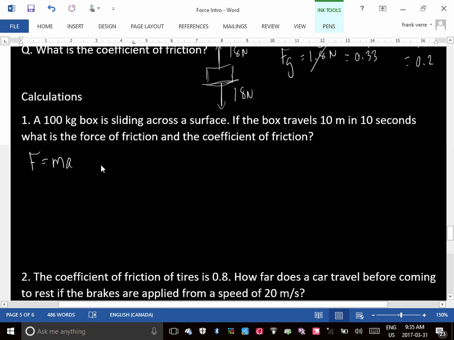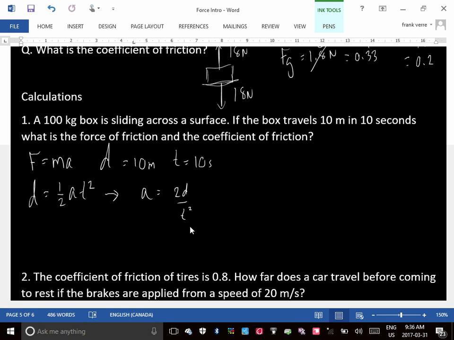Can we get acceleration from the information provided here? Yeah. Because we have a distance, and we have a time. Correct? And we could figure out acceleration. If you remember the equation, when you don't have a speed, you could use this equation, half at squared. We could rearrange that to get a. A is 2d over t squared.